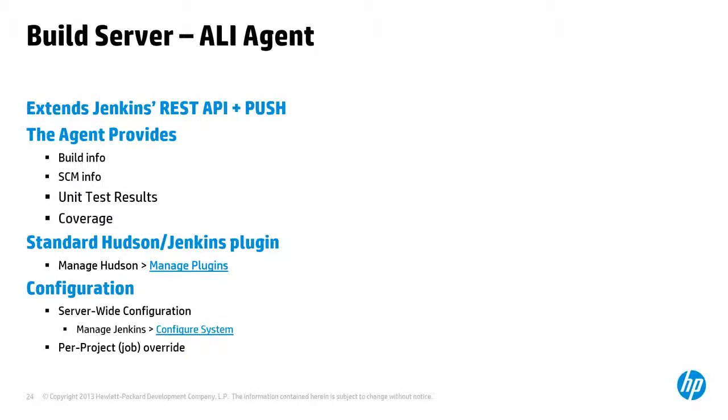An important prerequisite for setting up of ALI integration is the ALI build agent. Build servers do not provide a standard API which ALI could use without extending the build server. So for this reason, ALI comes with the ALI build agent, which you can download and plug into your build servers. By plugging in the ALI build agent, ALI will extend the REST API of your build server, and it can also do real-time pushes of build information. I will get to this later on.